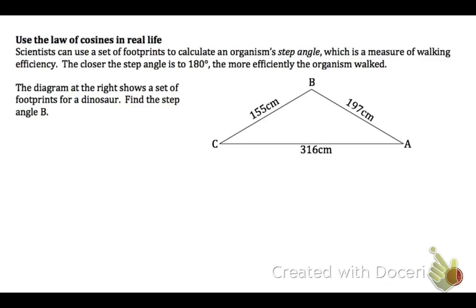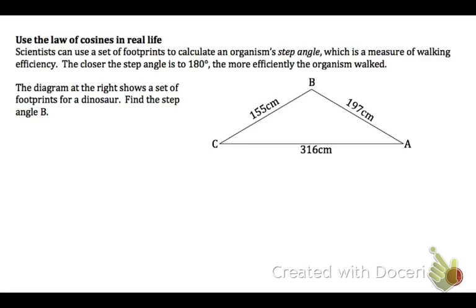Now let's look at some real life situations where we can use the law of cosines. So scientists can use a set of footprints to calculate an organism's step angle, which is a measure of walking efficiency. So the closer the step angle is to 180 degrees, the more efficiently the organism walked. So the diagram at the right shows a set of footprints for a dinosaur. Find the step angle B.